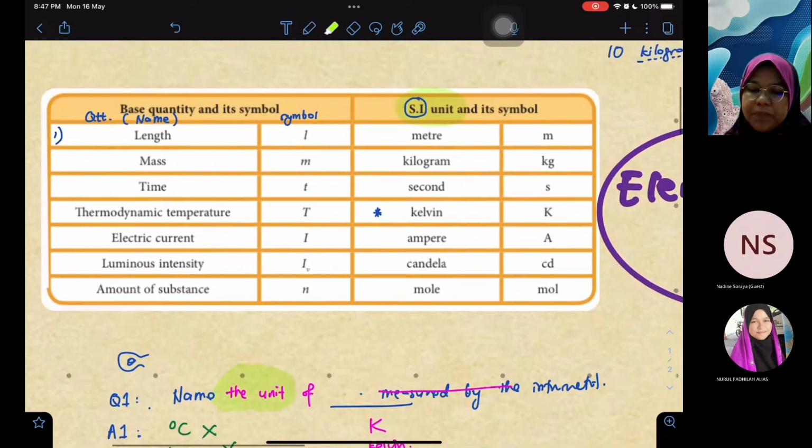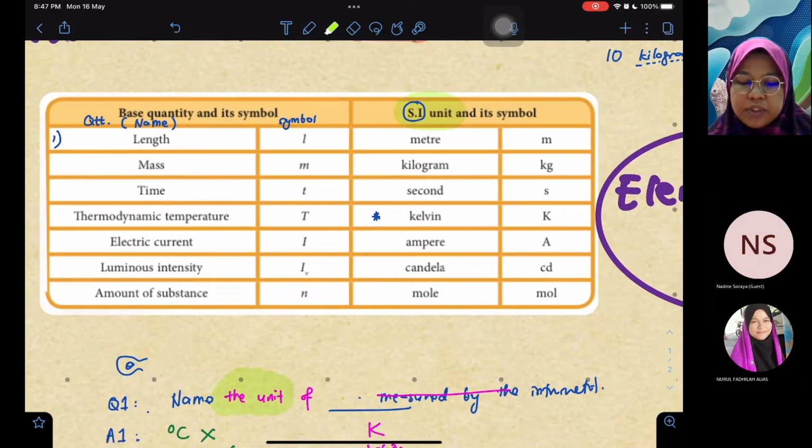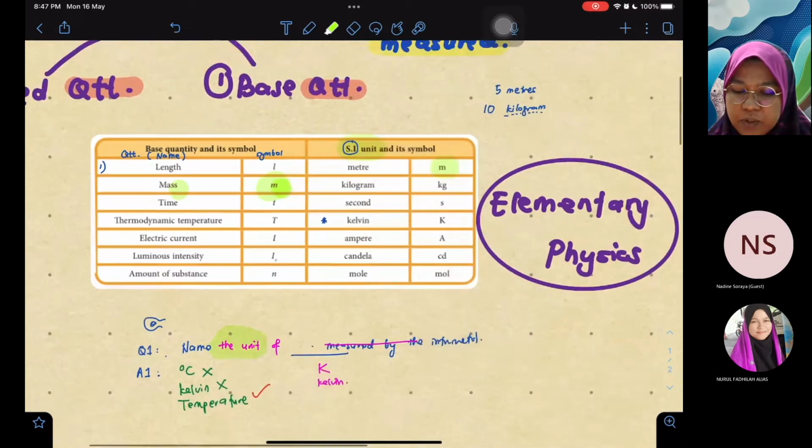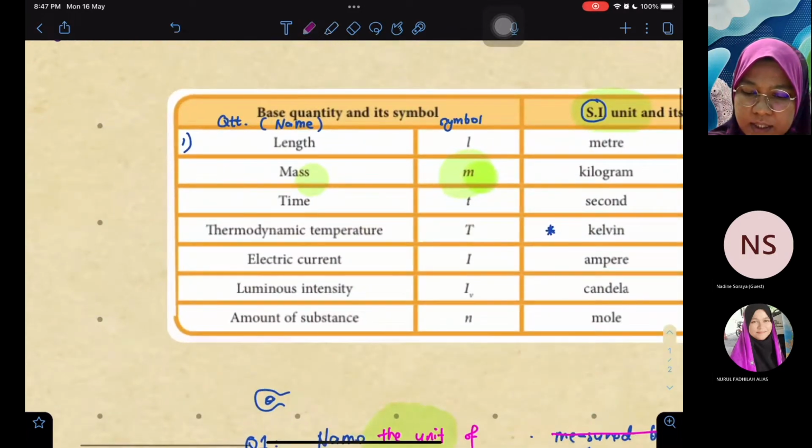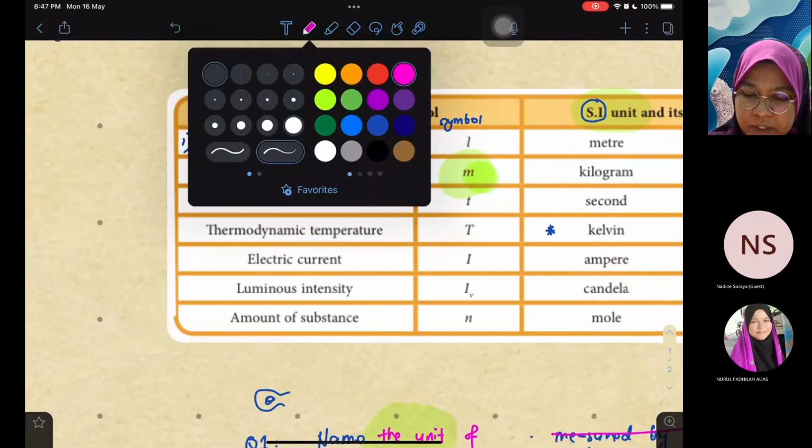So yang ni kalau soalan tanya the unit. Jadi kita kena tahu bila when to write the name, when to use the symbol ataupun when to use the unit. Kadang-kadang soalan minta symbol of the physical quantity, it should be M for mass. Tapi student tu dia assume M tu adalah meter. So that's wrong. Jadi kita tengok pada soalan.